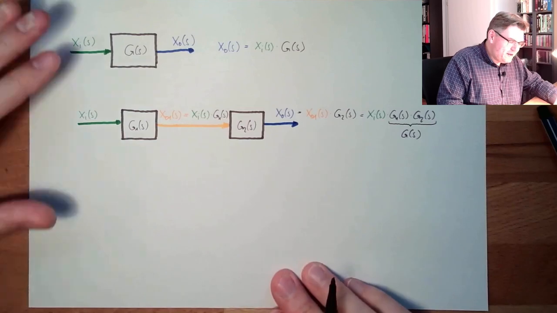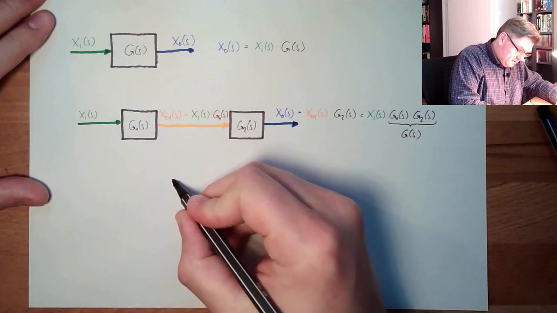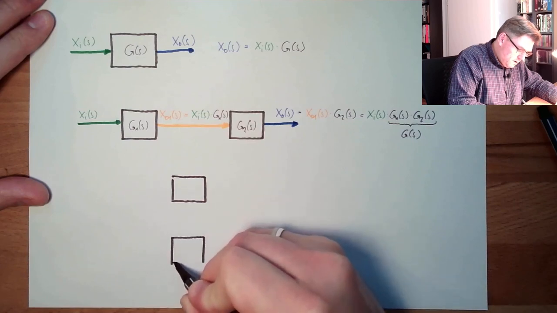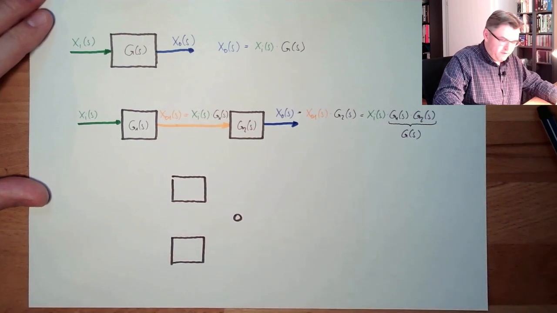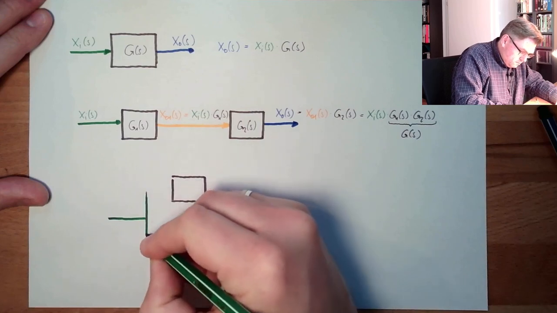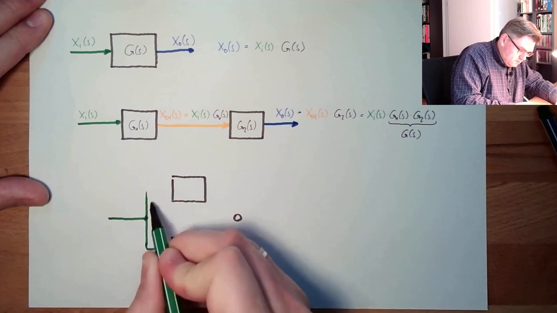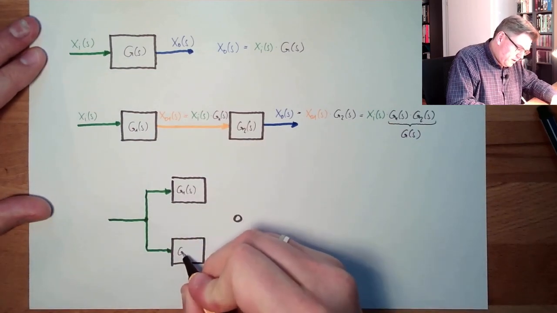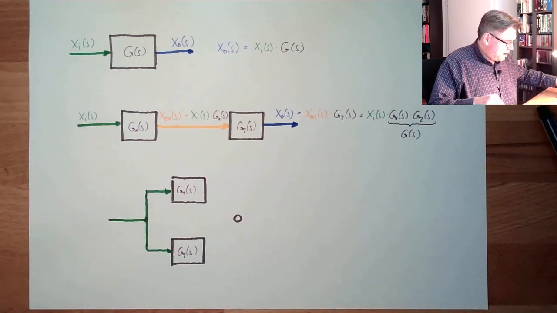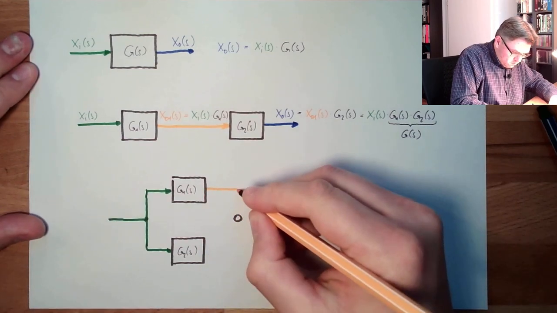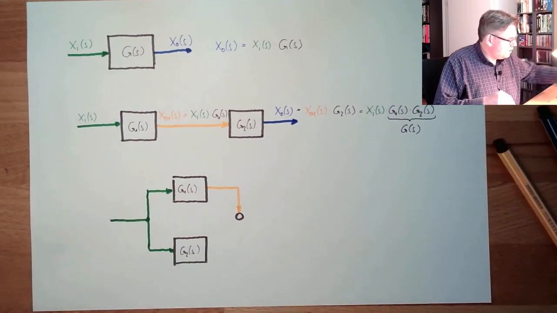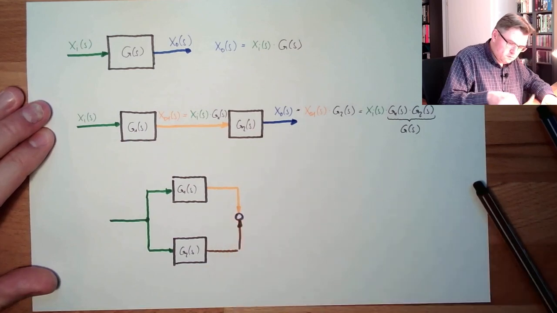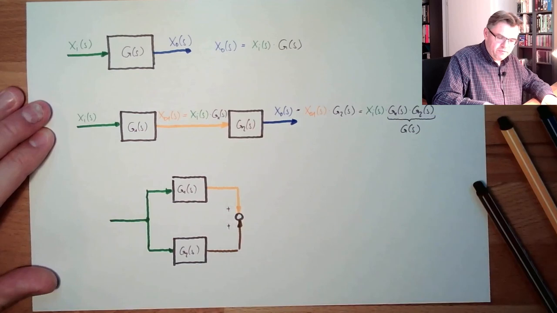What is a different possibility to group two things? A different possibility would be parallel. So that we have here an XI. This is moved to two transfer functions. Here again I use G1 and here again I use G2. And then I have one output here, and one output here. Both are added to each other, and this will then be the output.